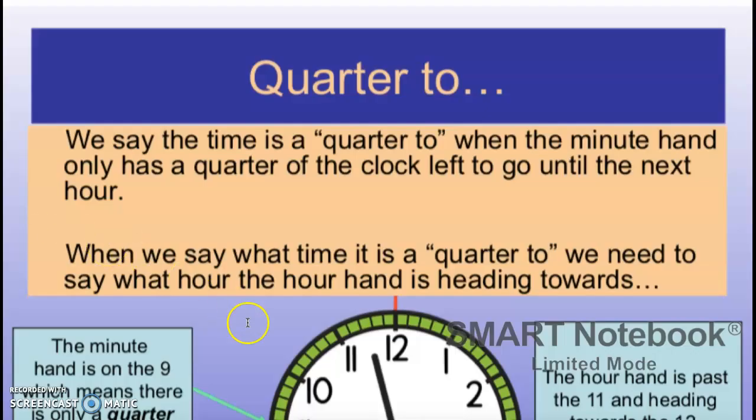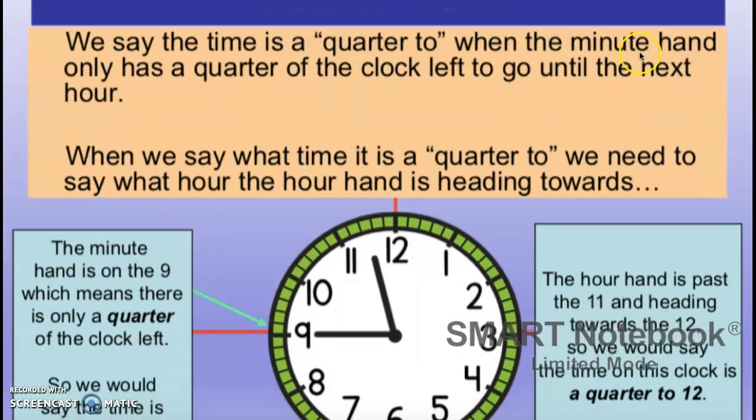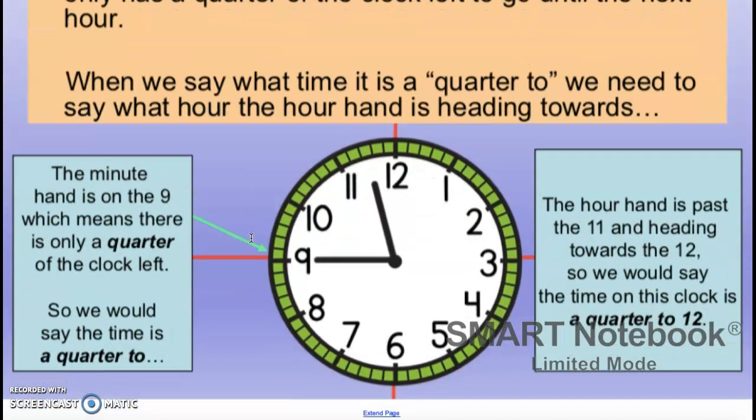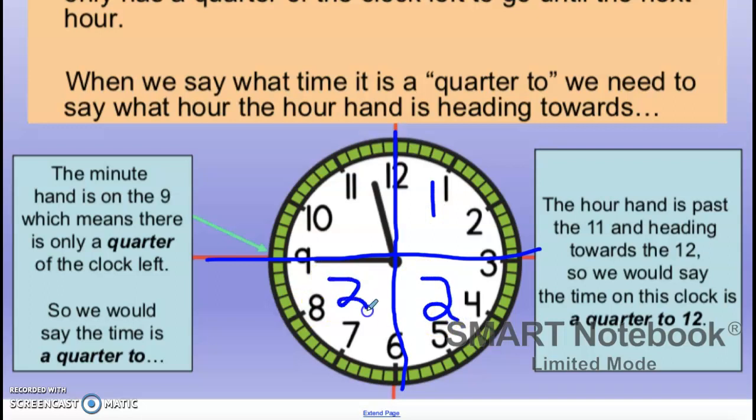Okay, moving on to the next one. We say the time is 1:45 when the minute hand only has 1/4 of the clock left to go until the next hour. When we say what time it is, 1:45, we need to say what hour the hour hand is heading towards. Okay, so here, let me get my pen back. Divide it into fourths, partition it into quarters. Okay, we have our first quarter, which we're not looking at, our second quarter, which we're also not looking at, our third quarter, and our fourth quarter.